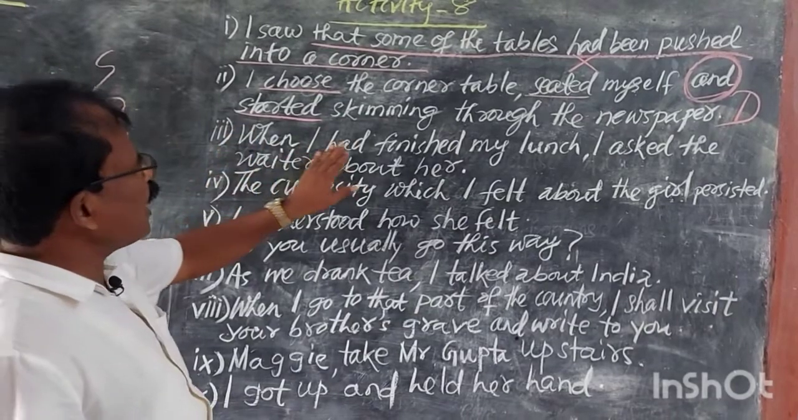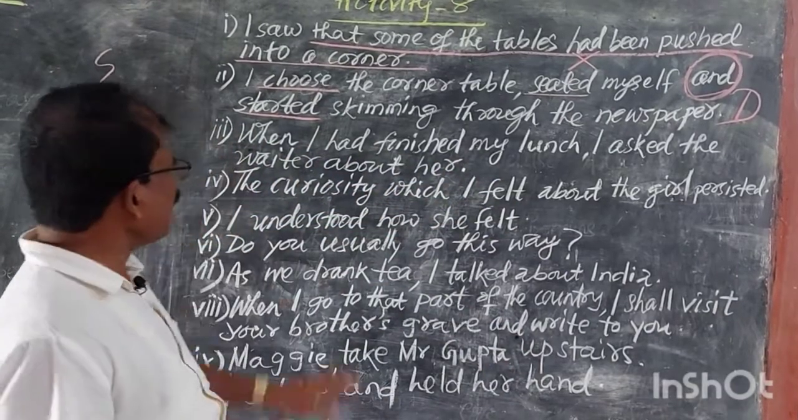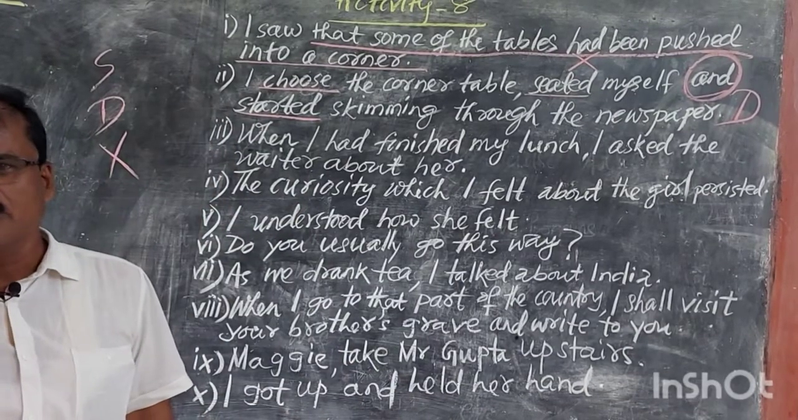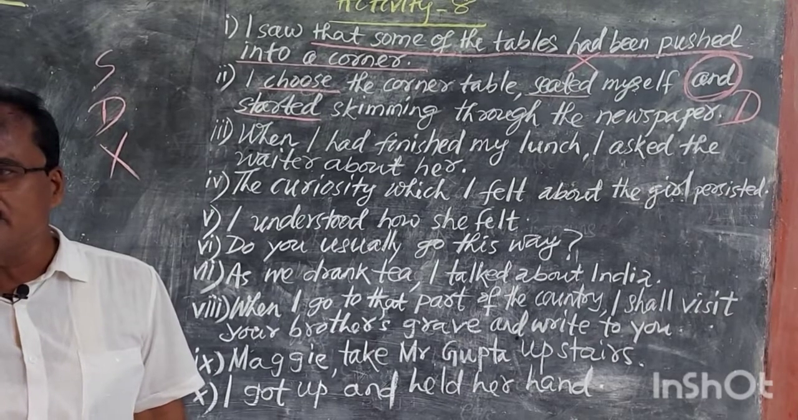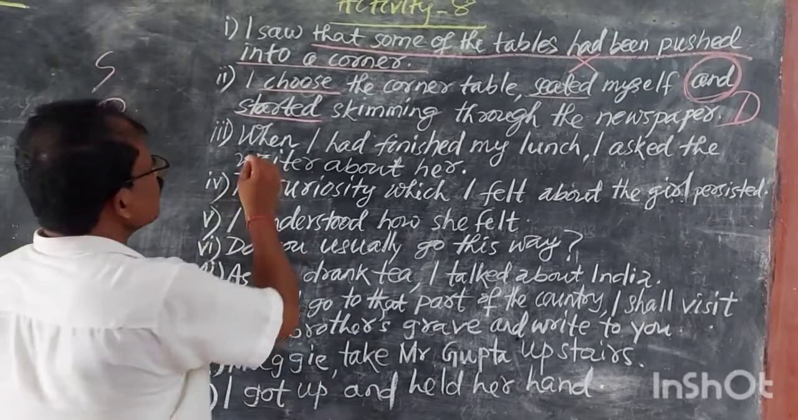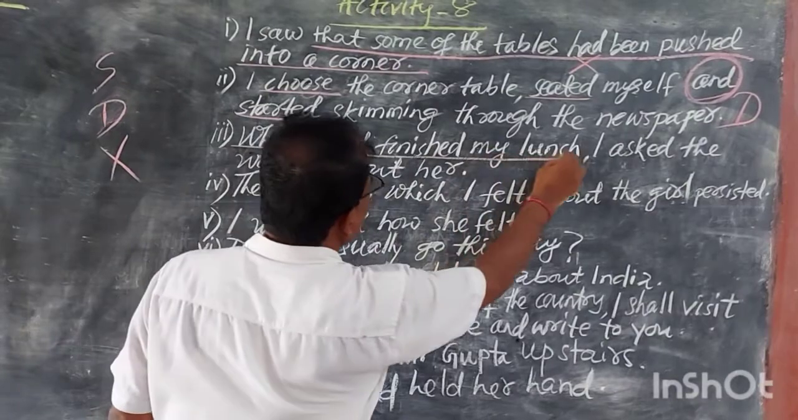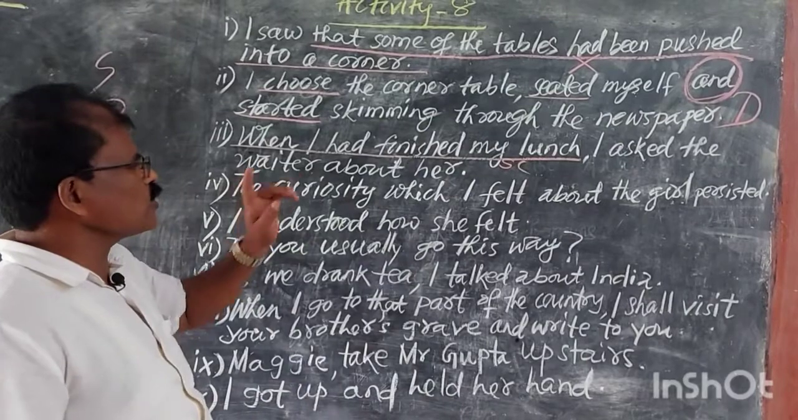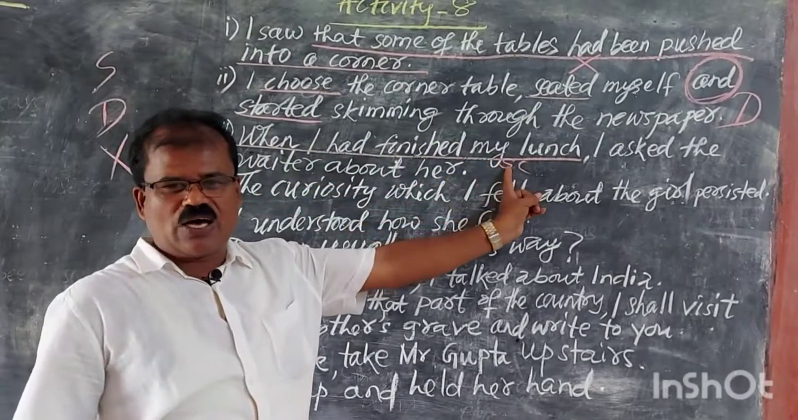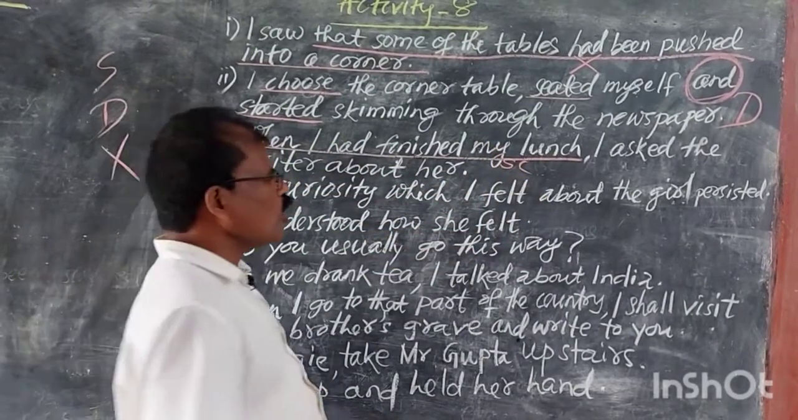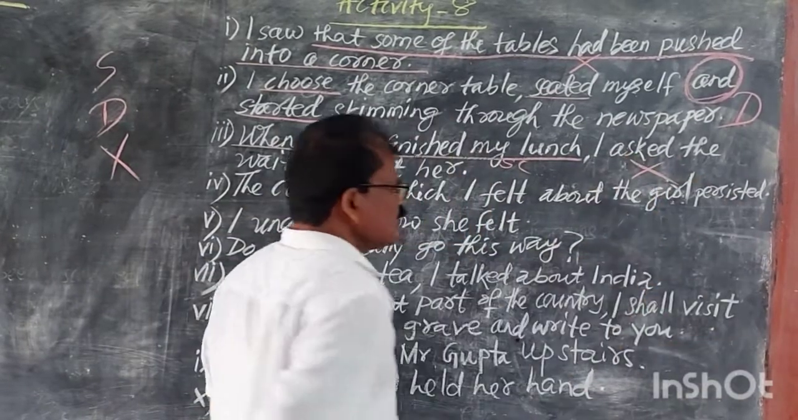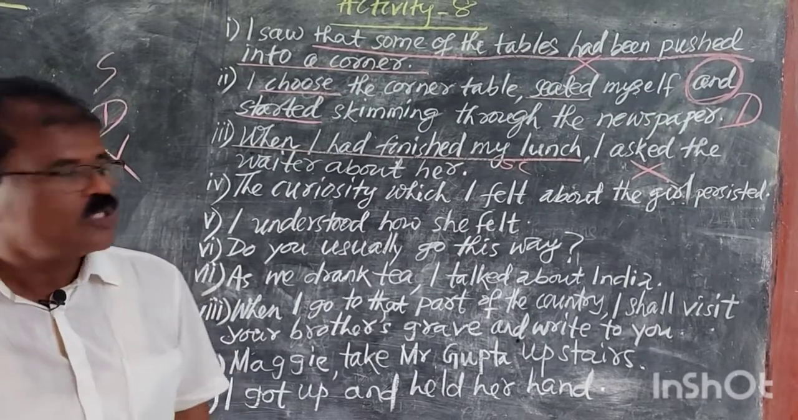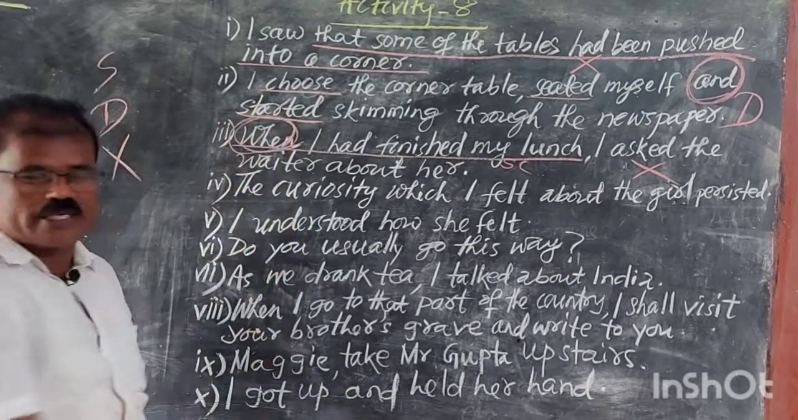Number 3, when I had finished my lunch, I asked the waiter about her. What type of sentence is it? So, when I had finished my lunch, this is a subordinate clause, and this is the main clause. And as there is a subordinate clause, it is a complex sentence. For complex, write X. Okay? So mark this conjunction when.